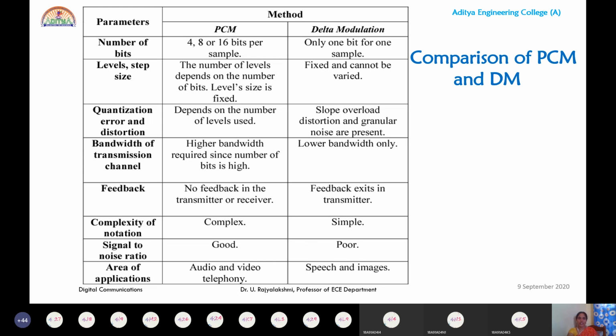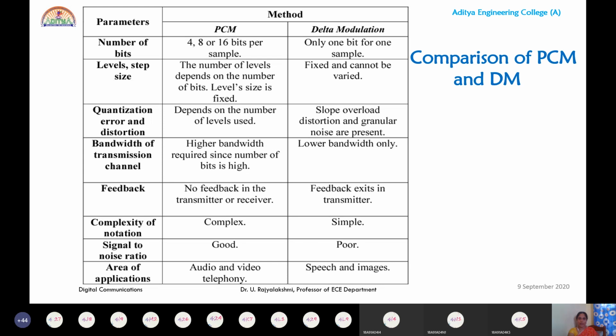And now what about the feedback? In PCM, do we have any feedback section in the transmitter or receiver? No, we don't have any feedback section. In PCM, the transmitter section consists of only a sampler followed by an A to D converter, where the A to D converter consists of sampler, quantizer and encoder. So the PCM transmitter has a low pass filter followed by an A to D converter, and the PCM receiver has a decoder followed by a low pass filter.